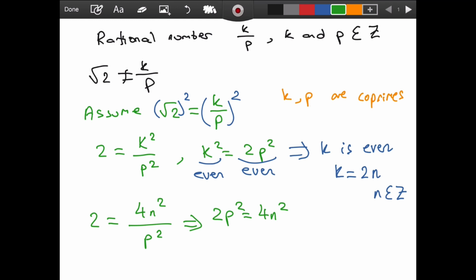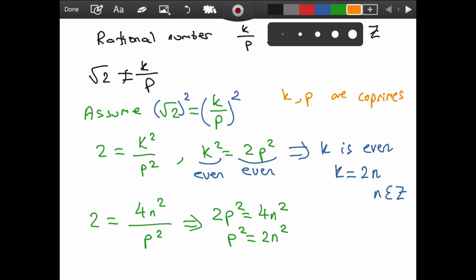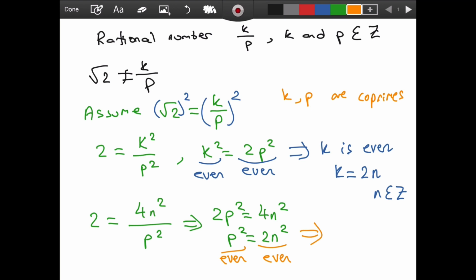If I simplify by 2, I get a familiar looking picture, don't I? I get p squared is equal to 2n squared. What does this mean? This means that p squared is an even number because, again, look at this. On the right, we have something even because we multiply an integer with 2 and that makes it even. Since we have an equality, right and left should be equal. This means p squared is also even. And if p squared is even, what can we say? We can say that p is also even.